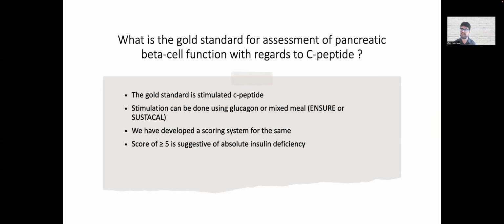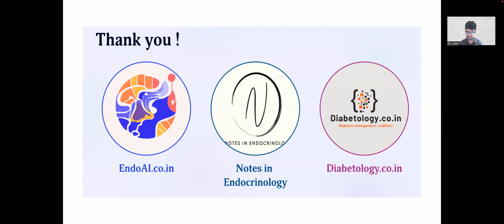Again, the gold standard of pancreatic beta cell assessment is stimulated C-peptide, and stimulation can be done using either Ensure Plus or Sustacal, that is mixed meal stimulation, or glucagon stimulated test. We have developed a scoring system for that, and if the score is more than or equal to 5, it is suggestive of absolute insulin deficiency or type 1 diabetes. So I thank you for patient listening.